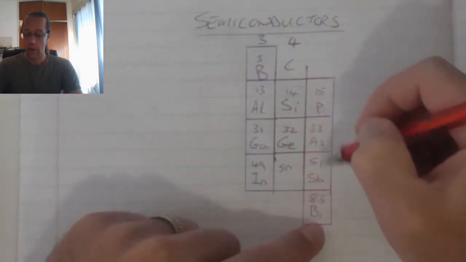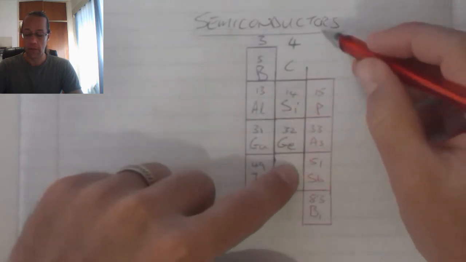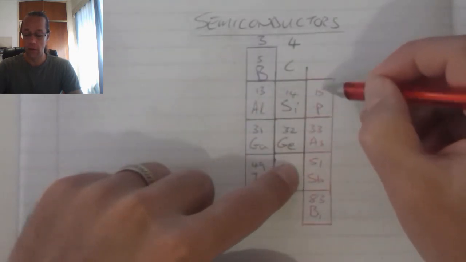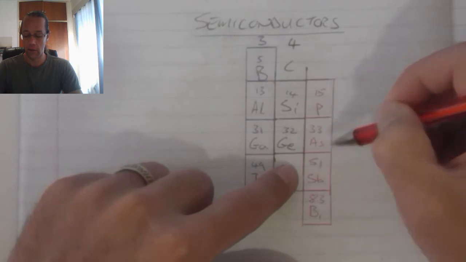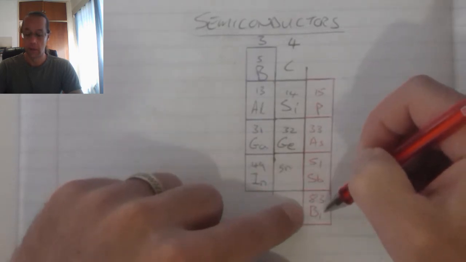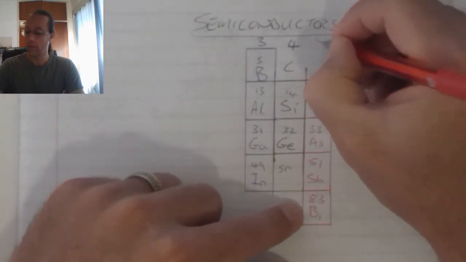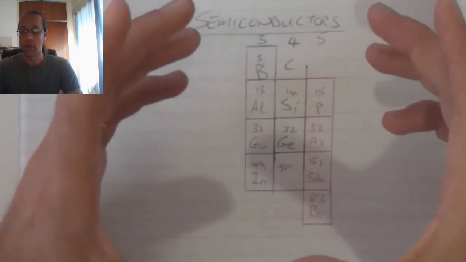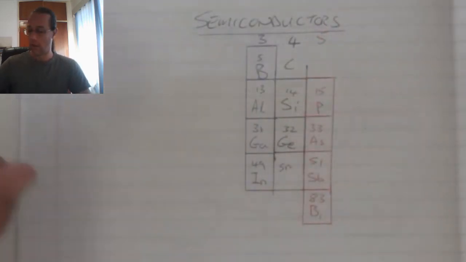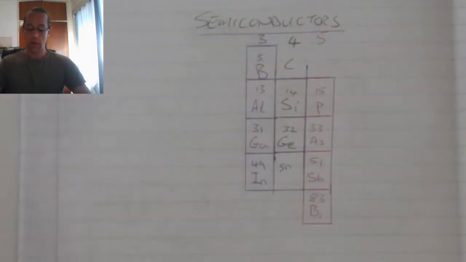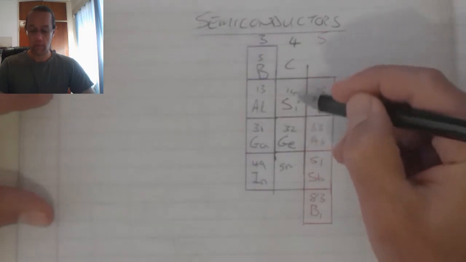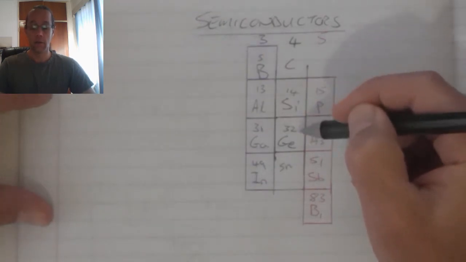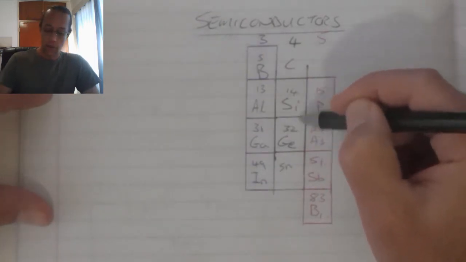On the right hand side of silicon and germanium there's a whole bunch of other atoms, but we're looking at phosphorus, arsenic, antimony and bismuth. Those are all in column 5, and the reason is they've got 5 valence electrons which they use to bond with other elements. Now, as I said, silicon and germanium are the primary building blocks of all semiconductors.